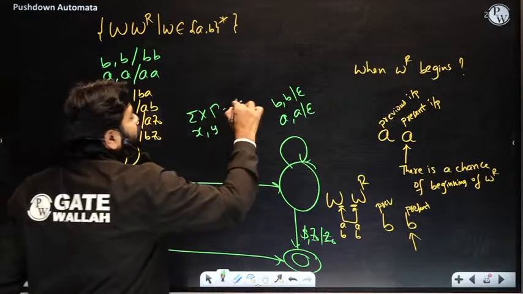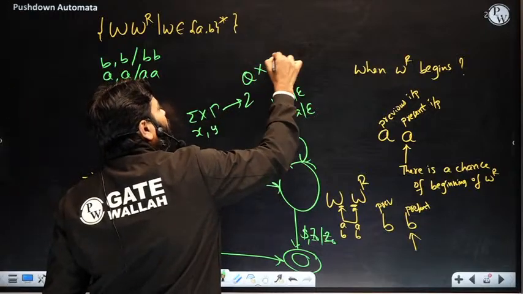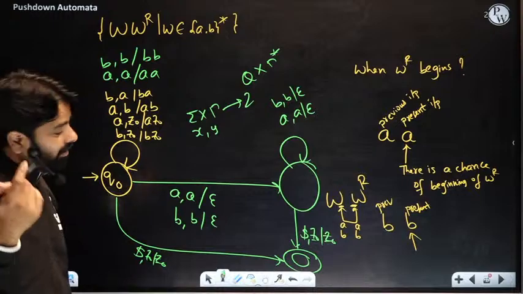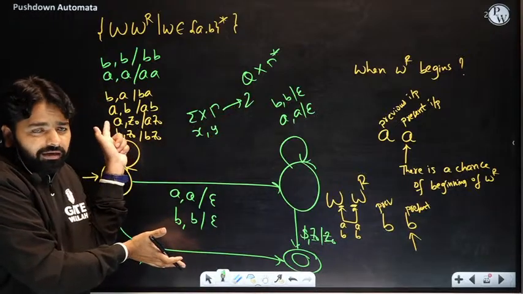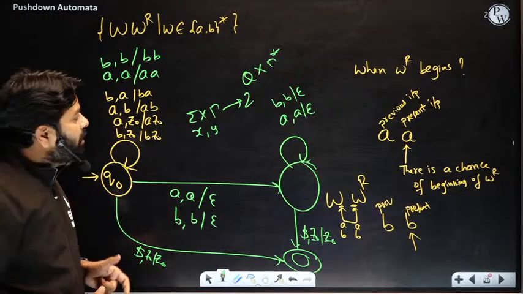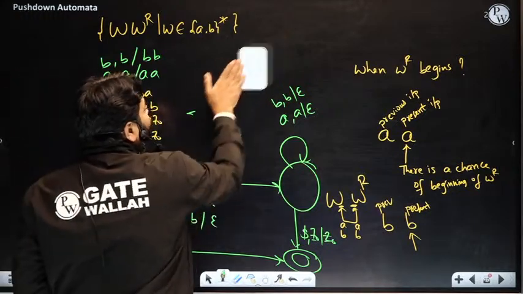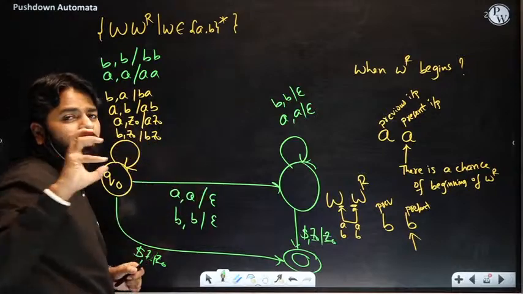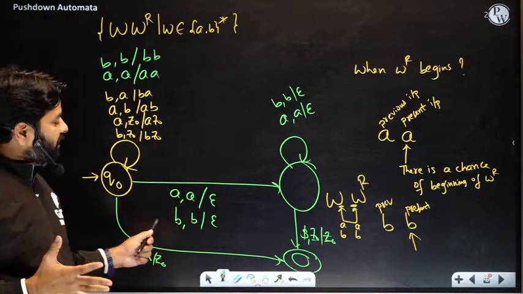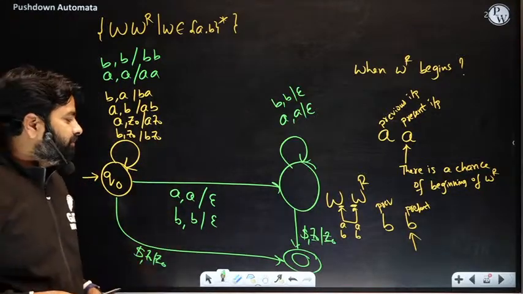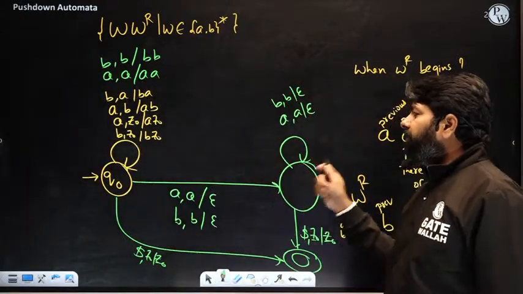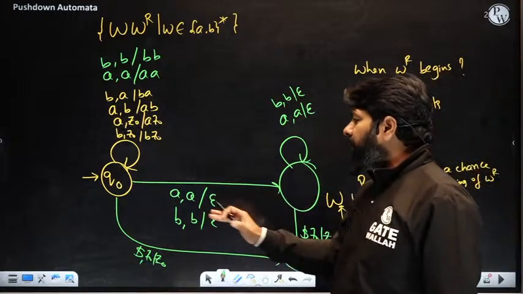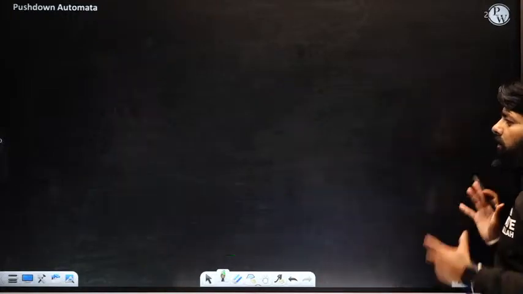That's why you have 2^(Q cross Gamma star) in a non-deterministic PDA. The 2 power, because you don't know how many transitions you are going to take, that creates non-determinism. But in deterministic, we don't have this 2 power. We have only Q cross Gamma star. That's why the difference comes. Fine. This is not called a DPDA. It is a PDA, which is a non-deterministic PDA.